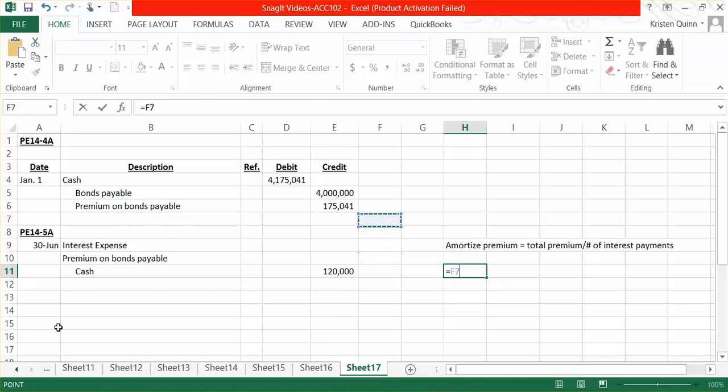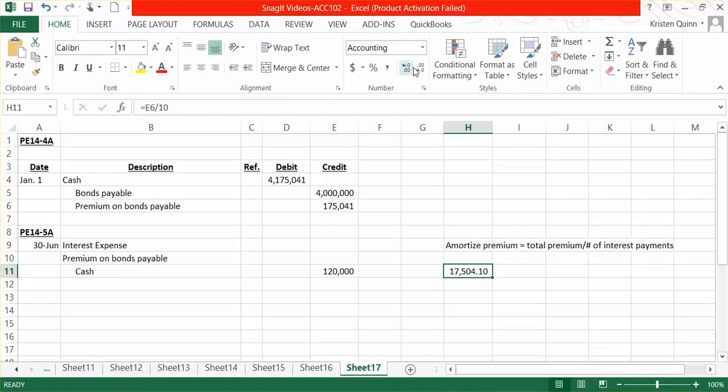Our premium in total was $175,041. In practice exercise 14.4a, they told us that it was a 5-year bond, but we're looking at how many interest payments we have to make. And they tell us that we make semi-annual interest payments, which means we make 2 interest payments a year. So in total, we'll be making 10 interest payments, which means that we'll be paying $17,504 as a reduction to our premium on bonds payable.